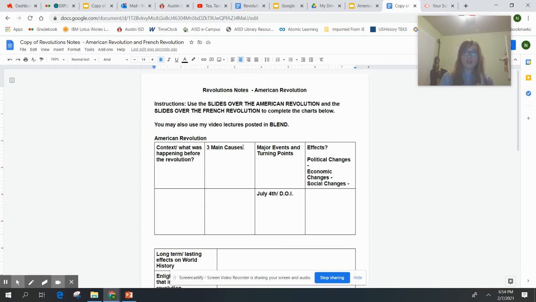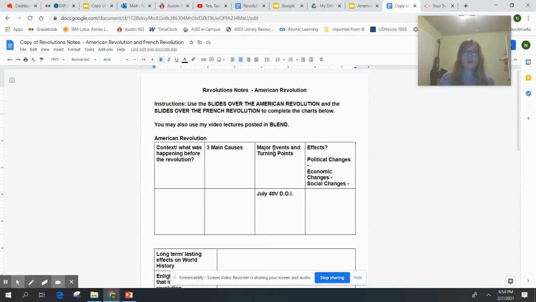Then, more specifically, we're going to look for the three main causes. A lot of times these are going to be the three main complaints that people have against their government or against society or against the economic system.